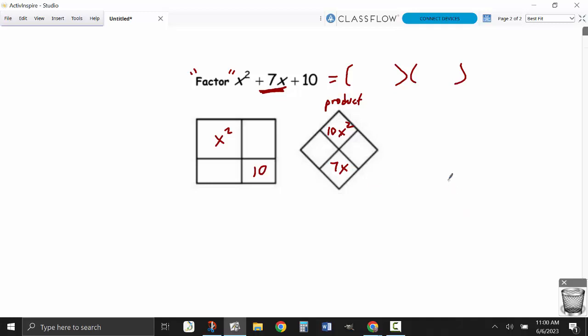Now, prior to this, all of our diamond problems, we've done a product of 10 and a sum of 7. Well, that would be 5 and 2, right? As long as I put in the x's, in order to get x squared, I need 5x, 2x. That would give me the x squared. And 5x plus 2x would have a sum of 7x. So these are going to be 5x, 2x.